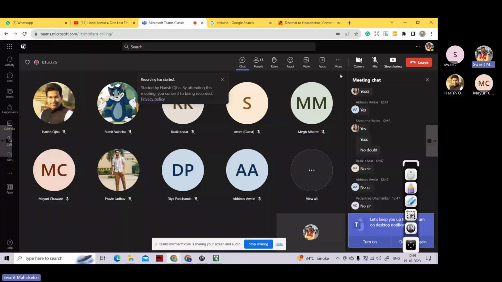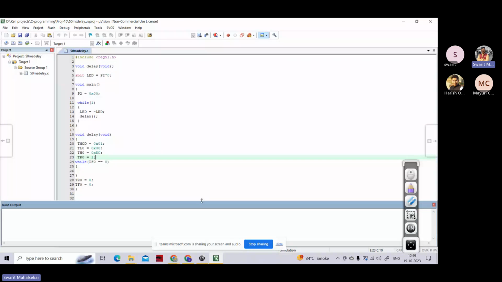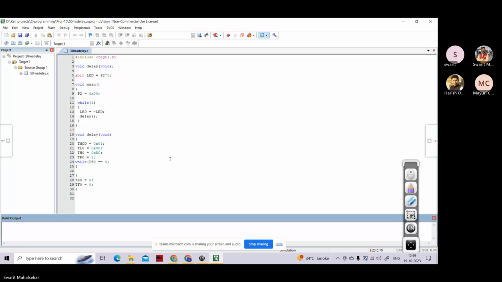Is my screen visible? Can you see this particular program which I had written? Yes. Okay.